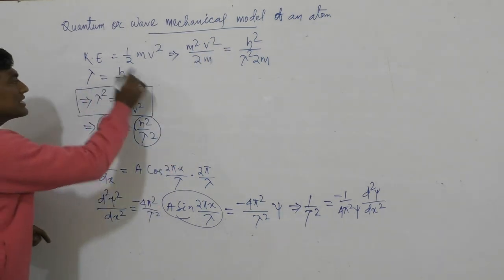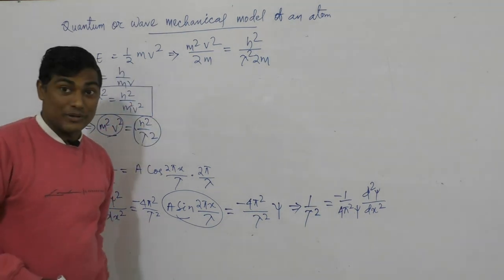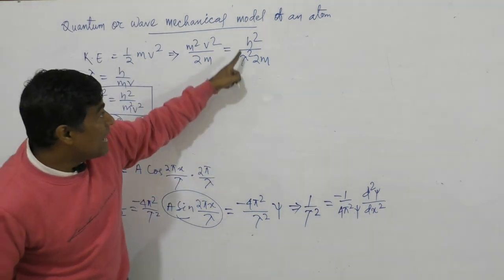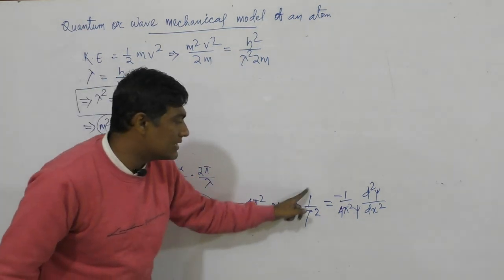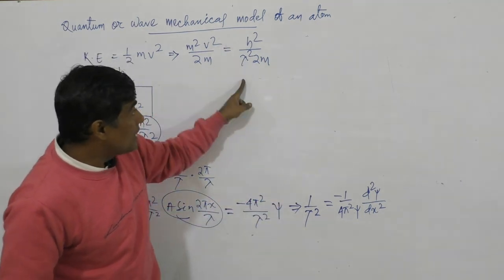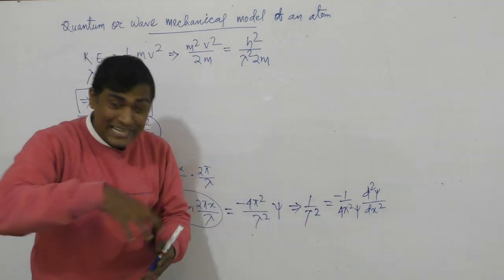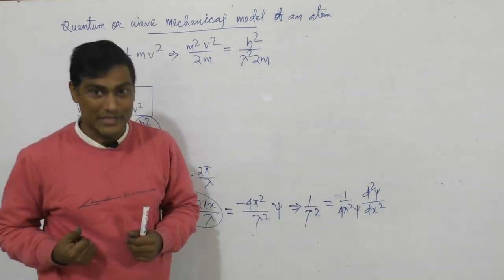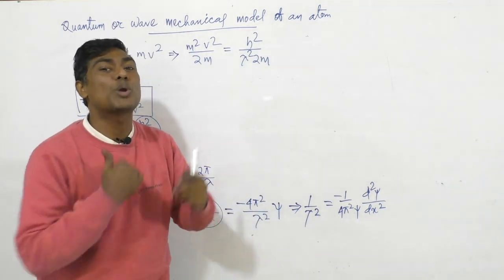So using this lambda is equal to h by mv, kinetic energy is now determined. Now there is a 1 by lambda square factor, and we have determined this 1 by lambda square. So let us put this 1 by lambda square is equal to this. After that, the kinetic energy for the electron will be determined, and then we will relate it to the potential energy and total energy.